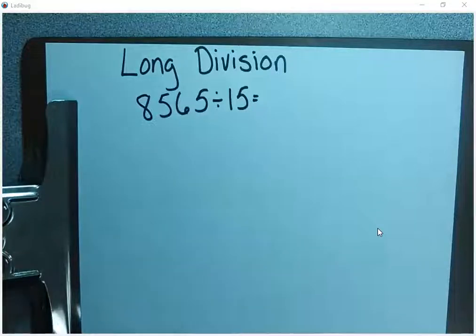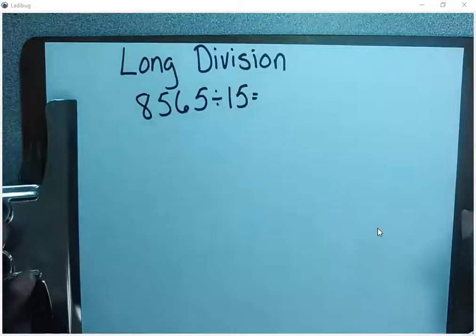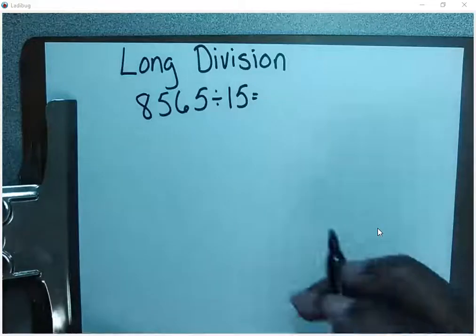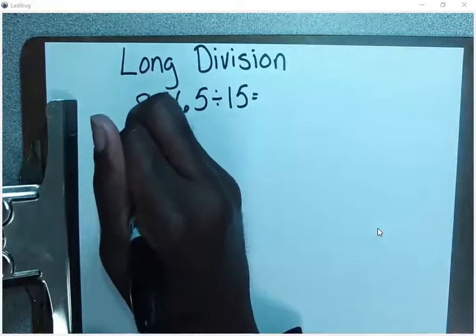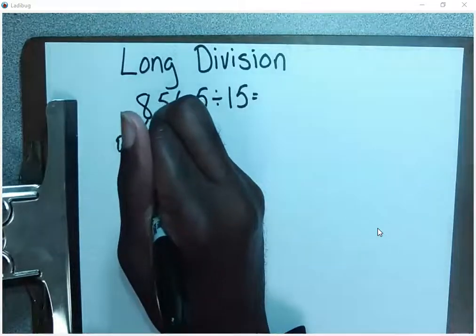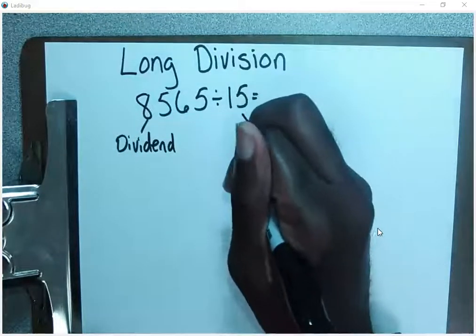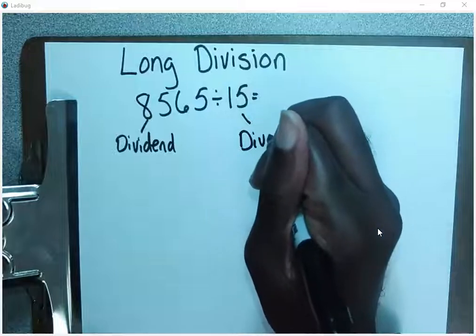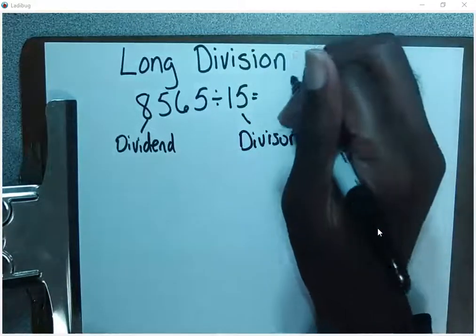Let's get started. Today, we're going to work with the problem 8,565 divided by 15. Now, there are three parts to a division problem. There's your number that you're dividing, which is your dividend. The number you're dividing by, which is your divisor. And then your answer to a division problem is known as your quotient.